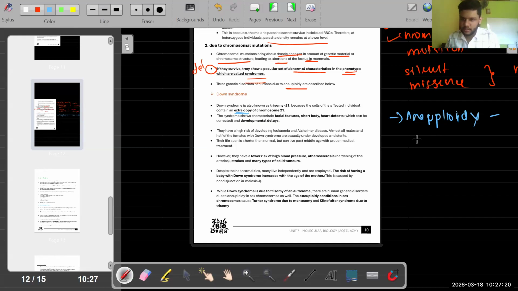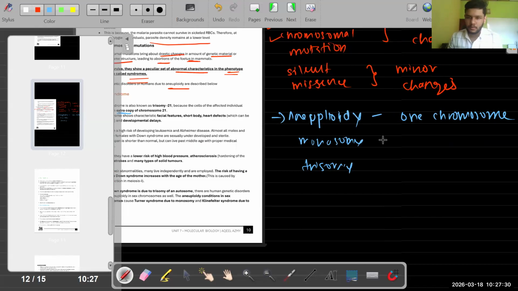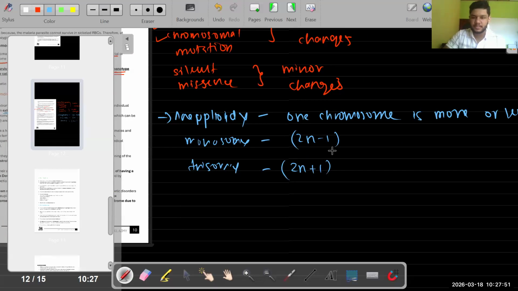Can you remember? Something called monosomy and something called trisomy. Can you remember that? Now, trisomy means, I said, it is a condition. See, just remember this relationship. Monosomy means 2n minus 1. If you ask how does this relationship come, I'll explain that also. Right? Now, monosomy, what happens is monosomy.